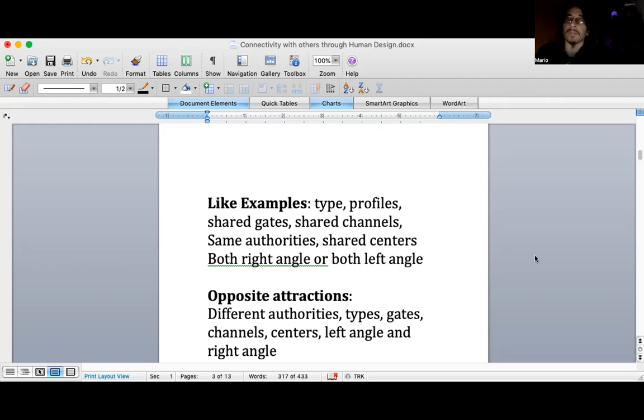Another factor is both people can be right angle, or both are left angles. All the right angles have a profile that starts with 1, 2, 3, or 4.